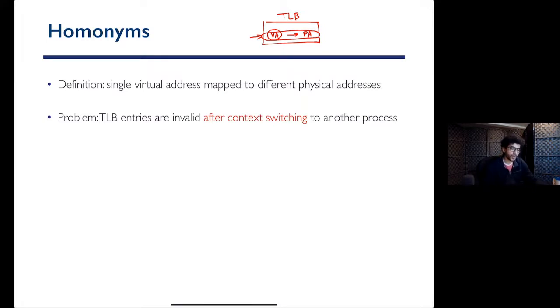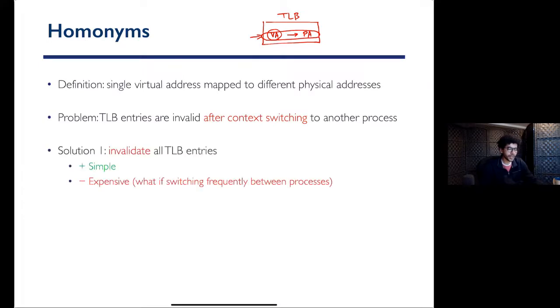Now, to solve this problem, one approach is that on every context switch, we can flush our TLB. So we can just get rid of all the entries in our TLB and then start over. So this is simple to implement. It's easy to just flush all the TLB entries, but it's very expensive.